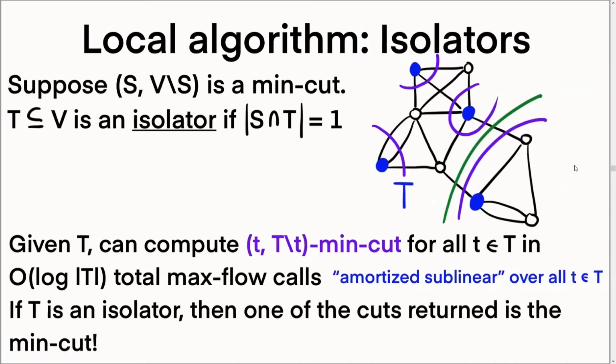Okay. So the idea is this is true for all t, but if T is an isolator, then one of the cuts returned, one of the min cuts separating t from T minus t, is the min cut. So that should be clear. Jason, if you knew the min cut, you would take one vertex in S and one vertex outside S, and that would be your isolator. But of course here you don't know what is happening. So you need a hitting set of all possible min cuts. But we want a unique hitting set, in the sense that we hit exactly once.